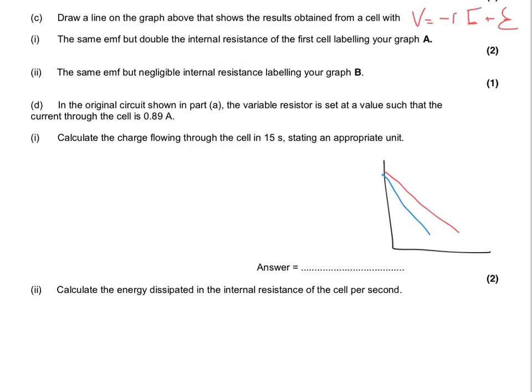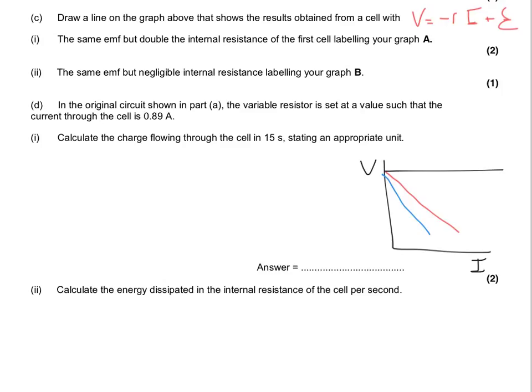The next question asks, what if you had the same EMF but negligible internal resistance? If you have a look at this equation, if R is negligible, so 0, that means the terminal potential difference is always going to be equal to the EMF, regardless of the current. So you just get a straight line going across, because V doesn't change as you change I. You get a straight line because R is negligible, so it's 0.